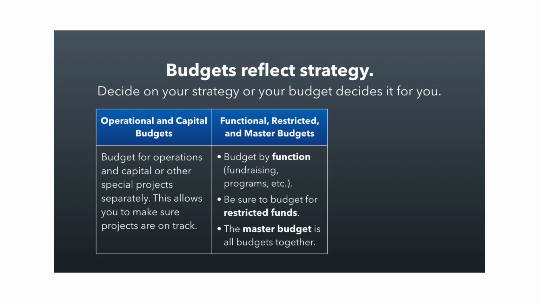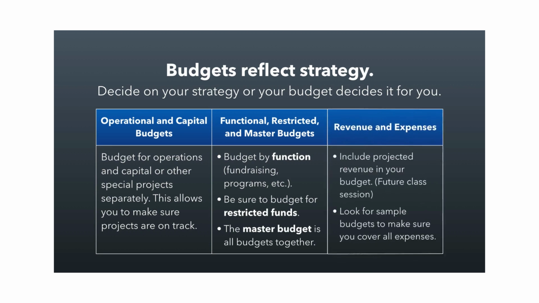If you have restricted funds, I should say, then you should be budgeting for those separately, making sure that you are confident that you can describe where they're coming from and where they're going. Finally, a master budget is all those budgets added together, and that's typically what the leadership, like the board and the executive officers, would see.